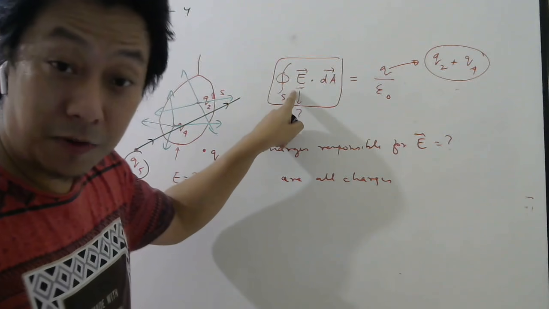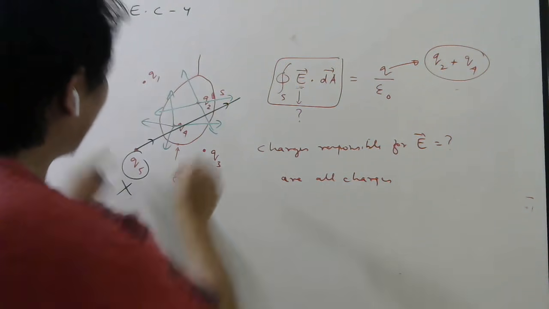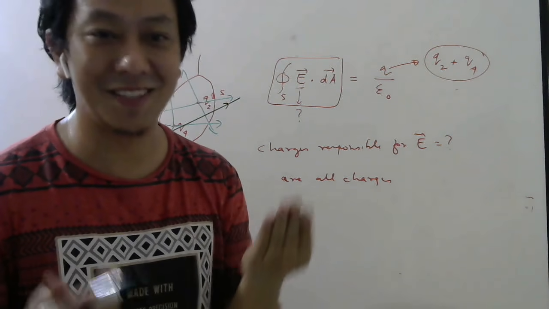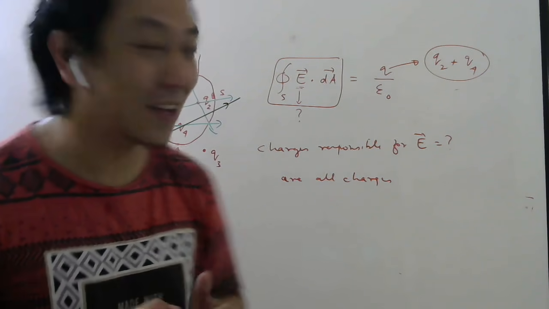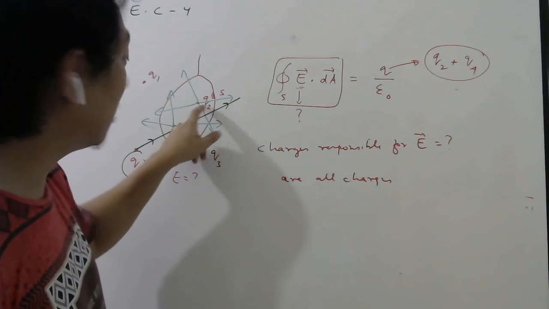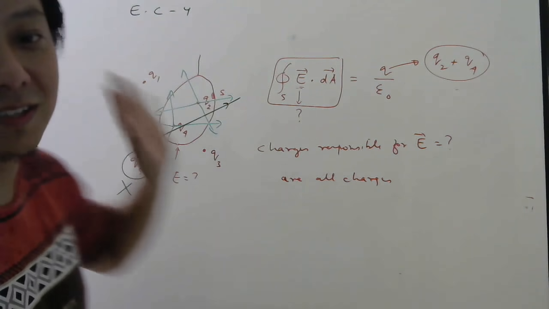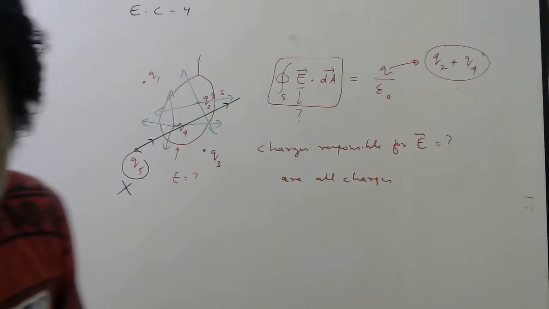But the electric field they are asking is due to all the charges. Electric field is produced by charges. Yes or no? So please do not think electric field is only due to these two. Electric field is due to all the charges. Hope you all understood very nicely.